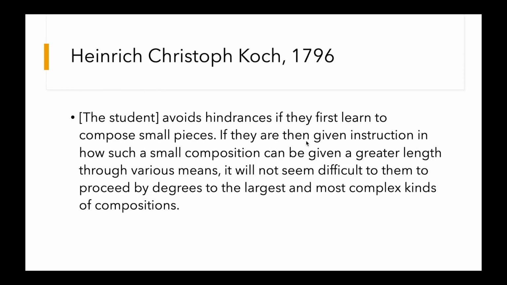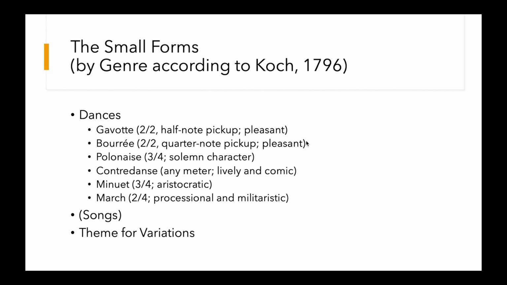By the end of the 18th century, it was well established that smaller forms led to larger, more complex forms. Heinrich Christoph Koch, a composer and theorist living in Germany, wrote the following in one of his treatises. The student avoids hindrances if they first learn to compose small pieces. If they are then given instruction in how such a small composition can be given a greater length through various means, it will not seem difficult to them to proceed by degrees to the largest and most complex kinds of compositions. The small forms that Koch lists are as follows.